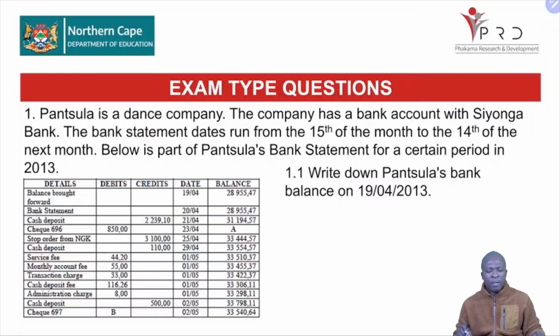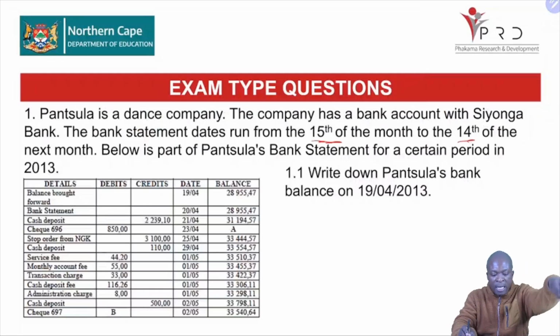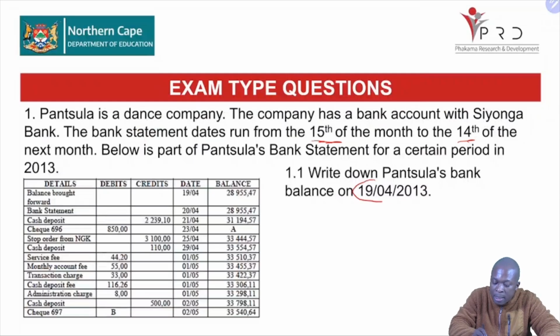Now let's get back to some exam questions then. Pansula is a dance company. The company has a bank account with Sionga Bank. The bank statement dates run from 15th of the month to the 14th of the next month. Below is part of Pansula's bank statement for a certain period in 2013. The first question that the examiner is asking you is to write down the bank balance as at 19 April 2013. What's the bank balance?